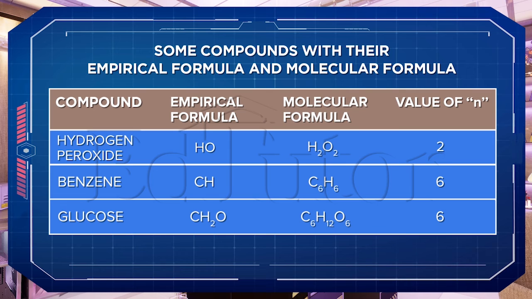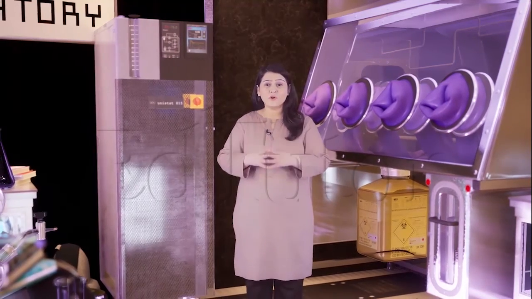Here the empirical formula of glucose is CH2O and the molecular formula is C6H12O6. Consequently, the value of N for glucose will be 6. This is all for molecular formula.